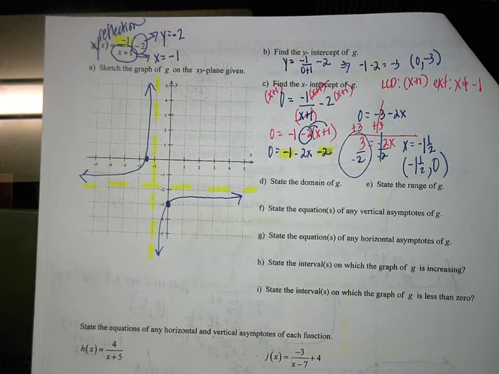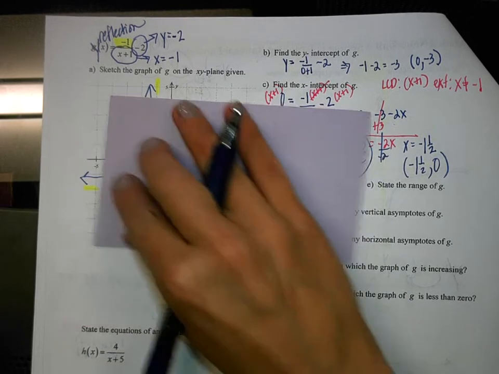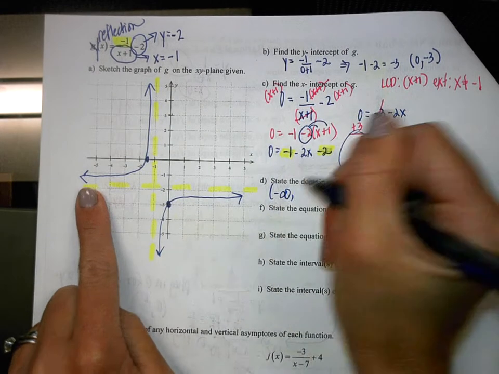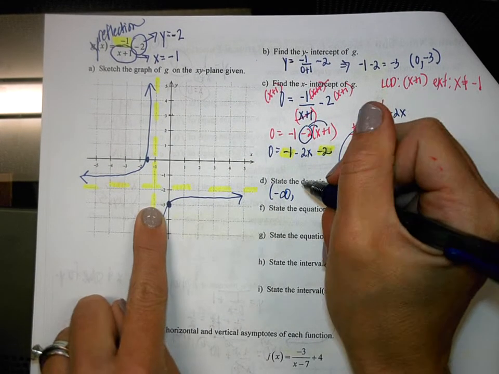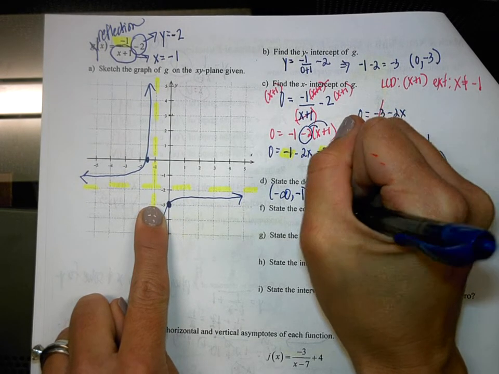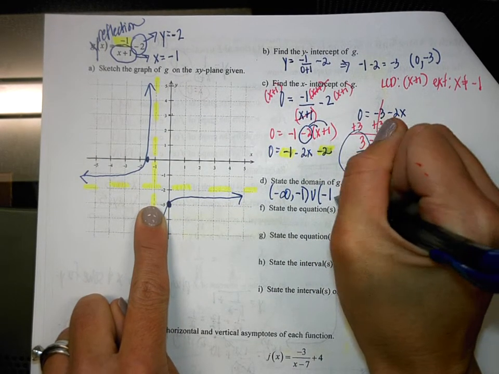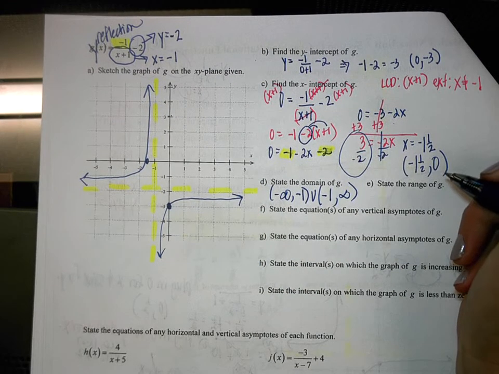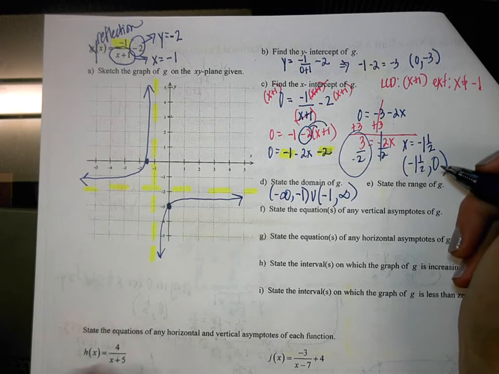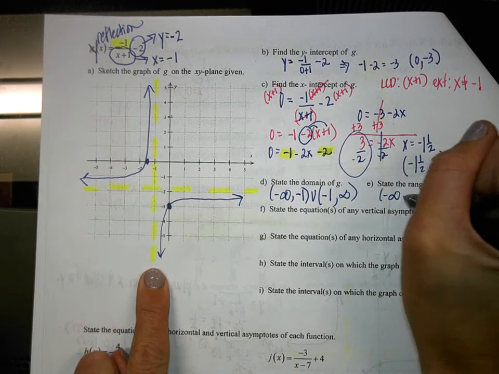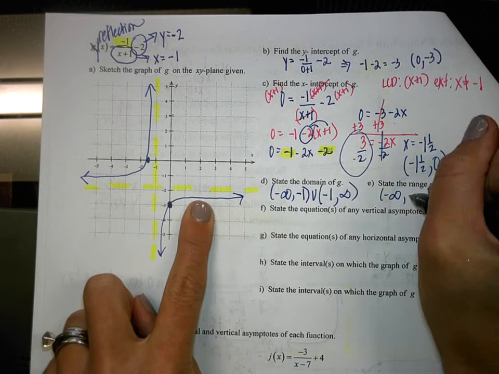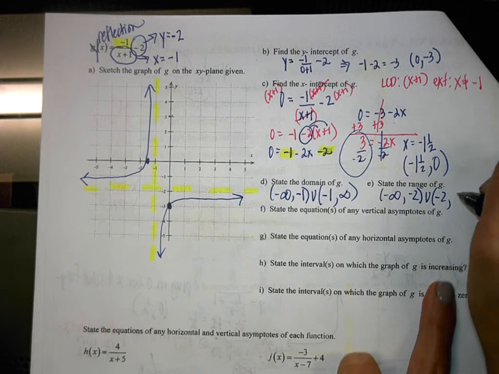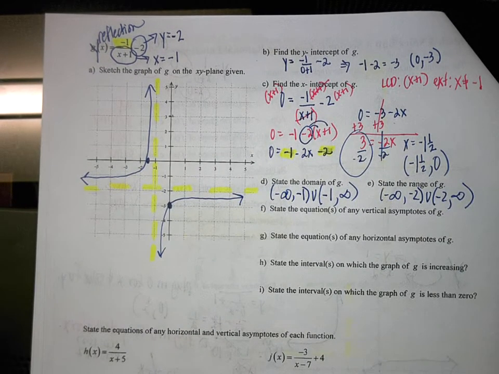Okay, with this information now, we need to state our domain. So going from left to right, my domain starts at negative infinity. It has to stop at the asymptote, which is negative 1. It starts back up at negative 1 and goes to positive infinity. Our range is where we're going up and down. Okay, so starting down, I'm starting at negative infinity. As I travel going up, I have to stop at negative 2. I start back up again at negative 2, and I go all the way to positive infinity. Very good. Okay, vertical asymptotes.